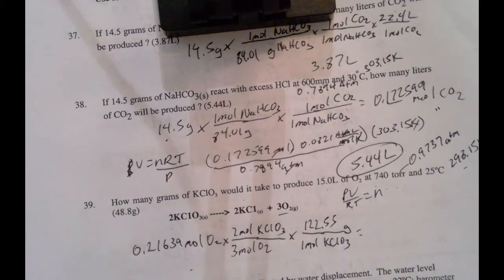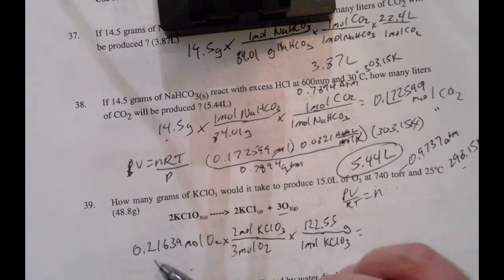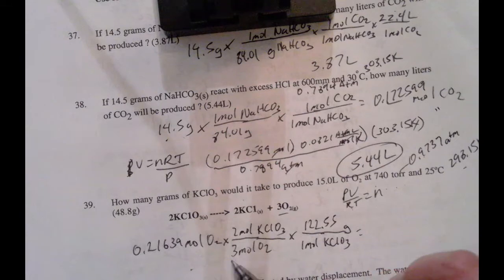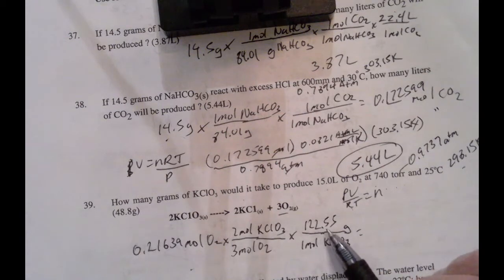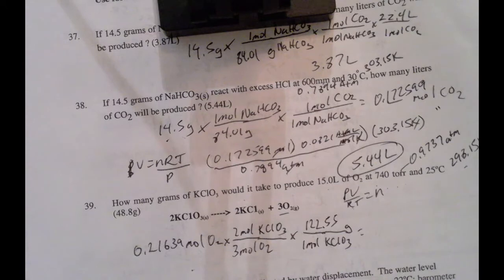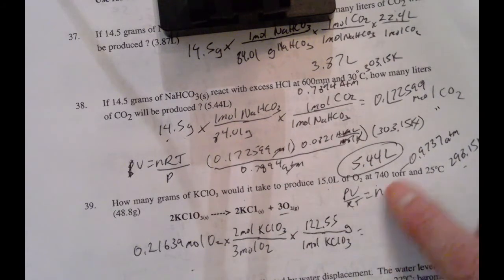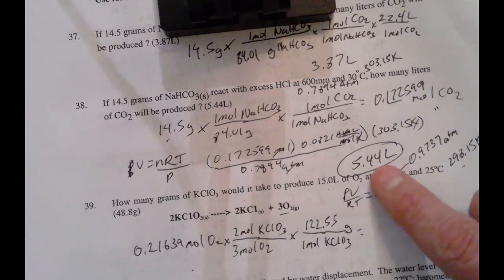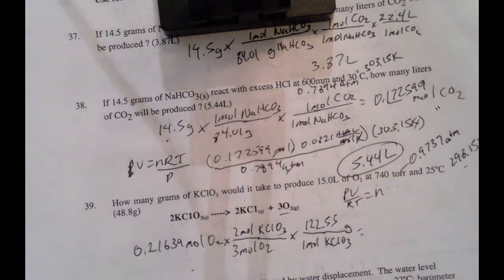Try that again. 0.21639 times 2 divided by 3 times 122.55. The answer is about 17.679. Now this is why you probably should write these things into the equation. Looks like I used 5.44 liters instead of 15. So let's try that again. That's going to make a little bit of a change for us.